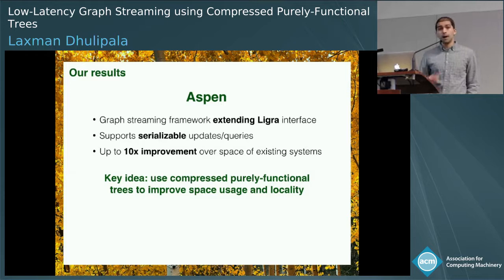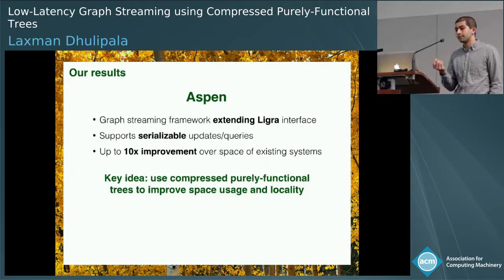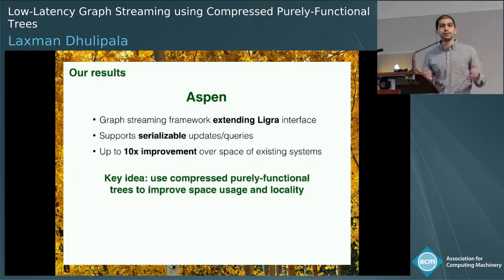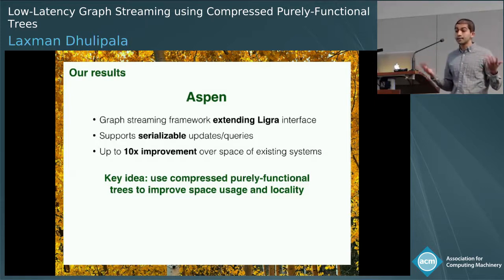Aspen supports serializable updates and queries with very low latency. So when you're running the updates with a single update at a time, you can make these updates visible with microsecond level latency. And it also extends to processing batches of updates in parallel with very high throughputs up to the hundreds of millions of edges per second. In terms of space usage, Aspen gets up to a 10x improvement over the space usage of existing systems.